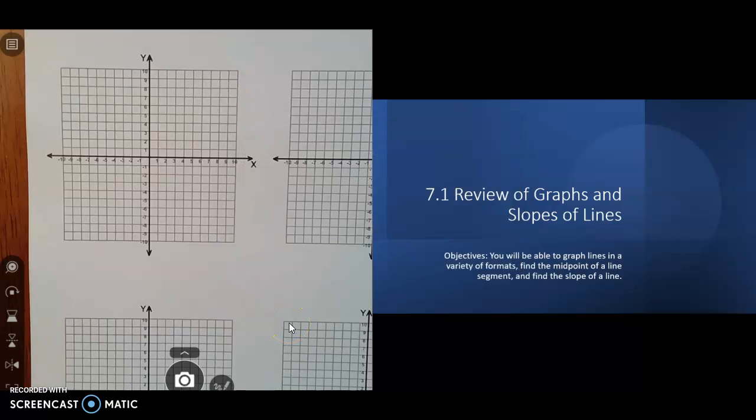Hi everyone, welcome to section 7.1, review of graphs and slopes of lines. Hopefully by the end of this you all will be able to graph lines in a variety of formats. You'll be able to find the midpoint of a line segment and find the slope of a line.